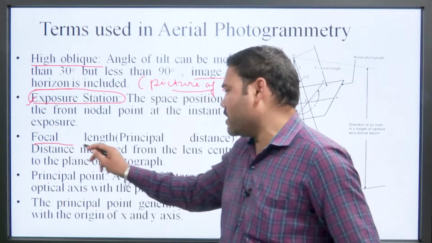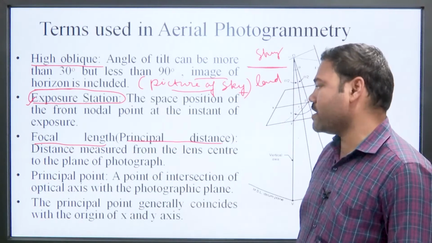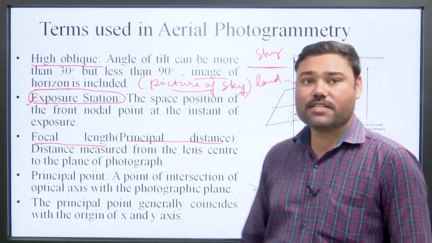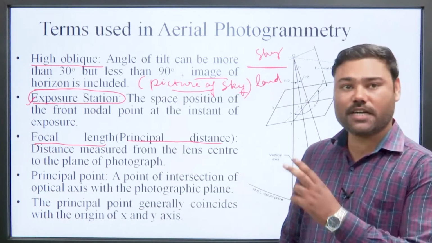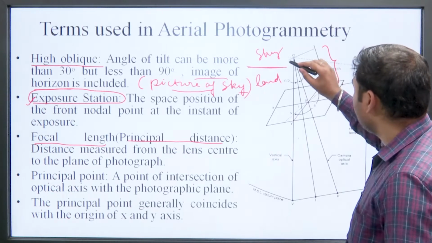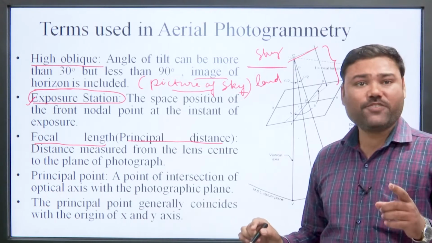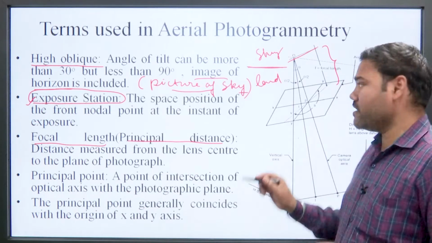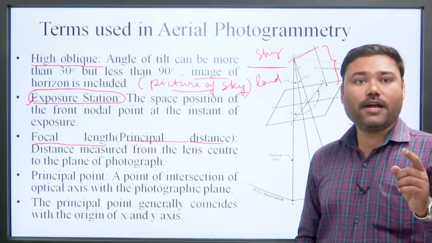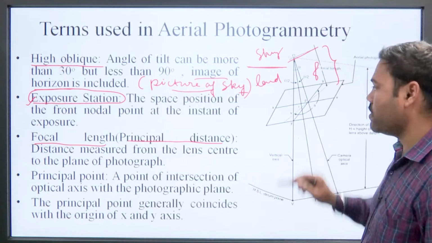Talking about focal length, it is also known as principal distance, and it can be described as a distance measured from the lens center to the plane of the photograph. This distance between the lens center and the plane of the photograph is known as focal length.